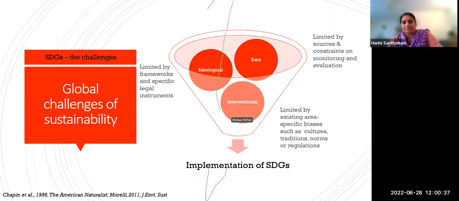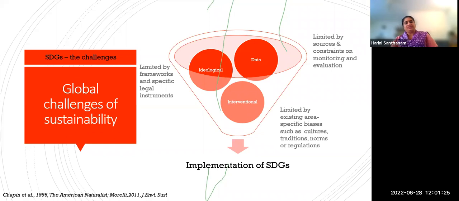So if we say data, the challenges to achievement of sustainable development goals are limited by the sources available of the data on comprehensive assessment of the goals themselves. And number two, the constraints from administrative or local scale on the monitoring and evaluation of this data, right? So those are the limitations from the data front. If we see this from an ideological front, it is limited by what we know as the policy frameworks that each of the governing institutions adopt, and the specific legal instruments which help in adoption of these policies in the long run. So they can be limited by this.